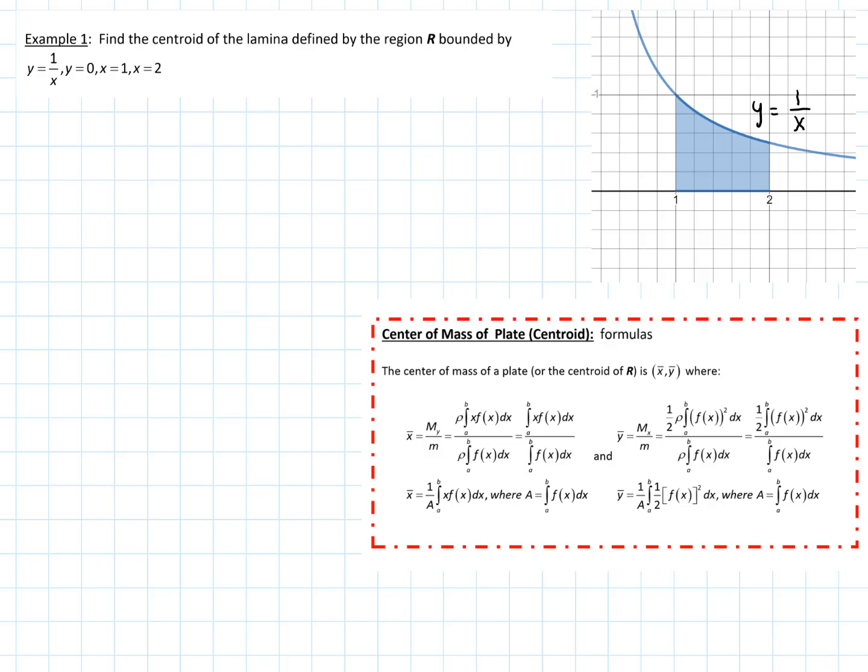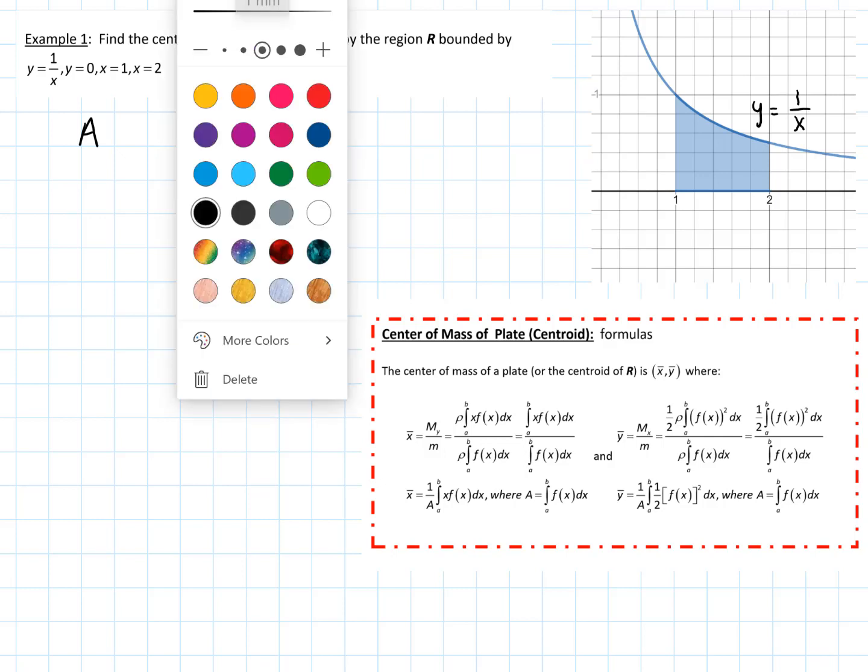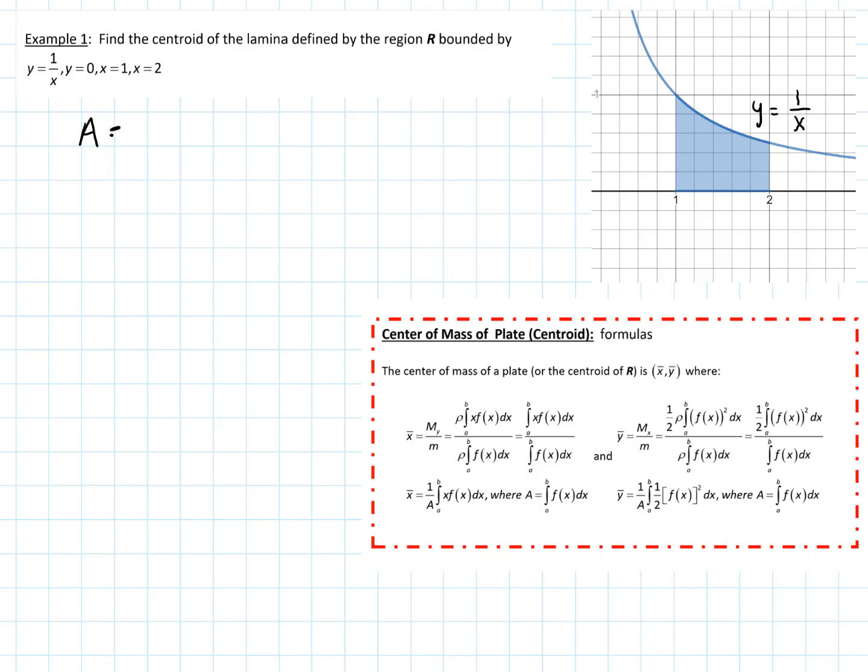So I captured an image of those formulas that were derived, and we can go ahead and start working this out. The first thing that I would suggest is that we find A. A is going to represent the actual area, the integral from 1 to 2 of 1 over x dx. Let's find that, and then we can carry that constant throughout and put it into our integrals for x bar and y bar. The integral of 1 over x dx, of course, is just the natural log of the absolute value of x evaluated from 1 to 2.